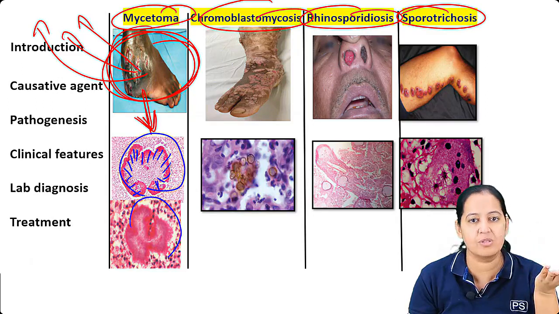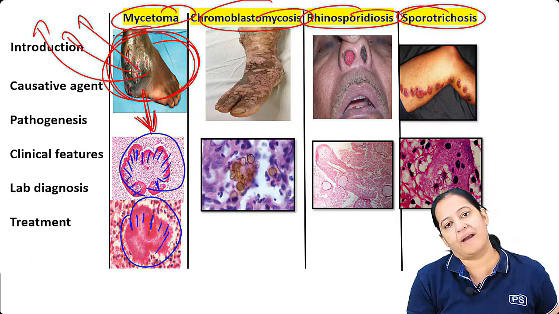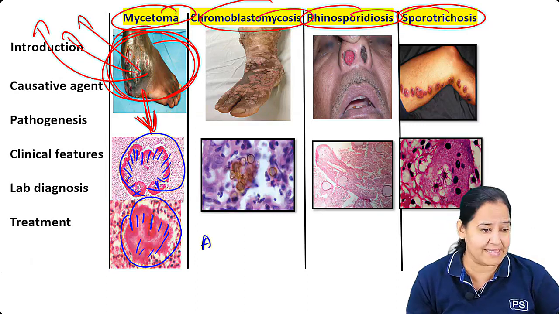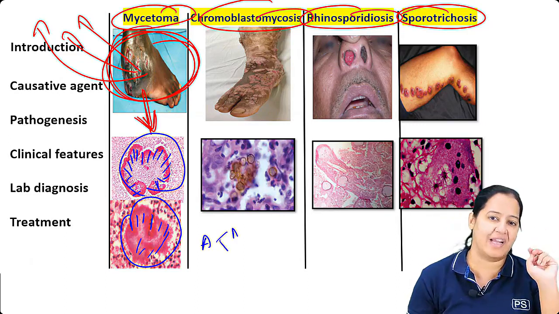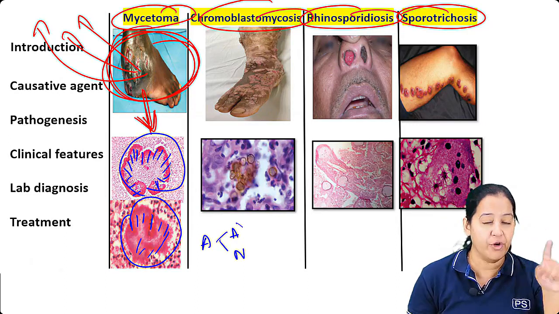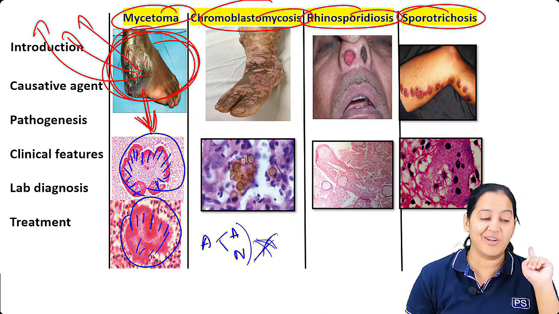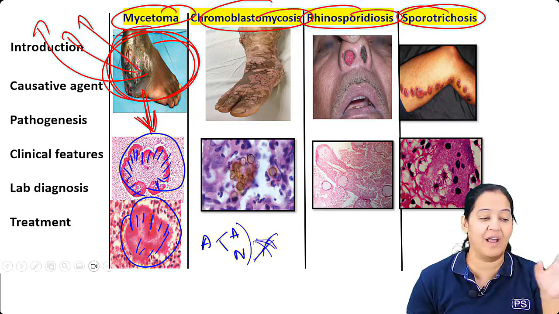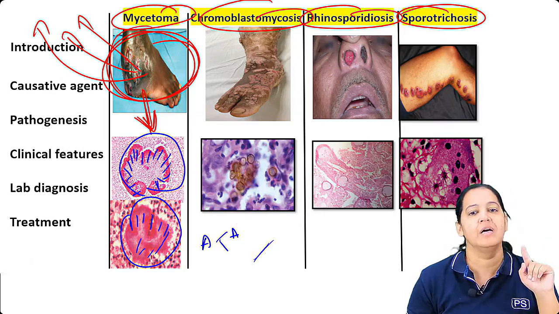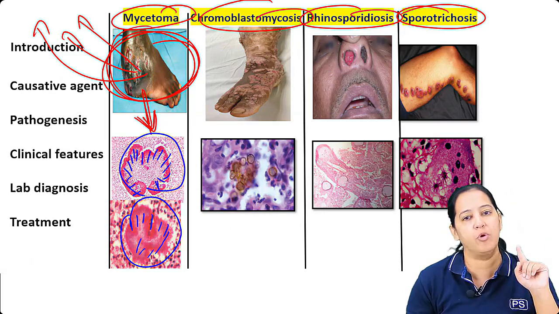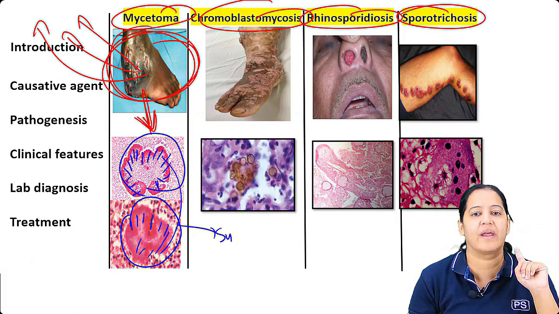The bacteria also are filamentous. Yesterday I taught you the bacteria, na? Which bacteria? Actinomyces and Nocardia. I told you both of them are filamentous bacteria. Do you remember? I told you these bacteria look like fungus, but they are not fungus, they are bacteria. So in Actinomycetoma and Eumycetoma, both of them, the appearance is known as sunray.